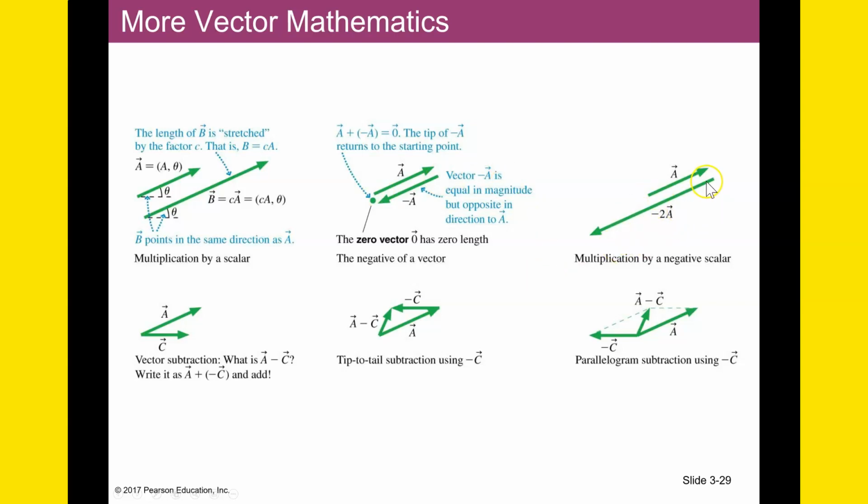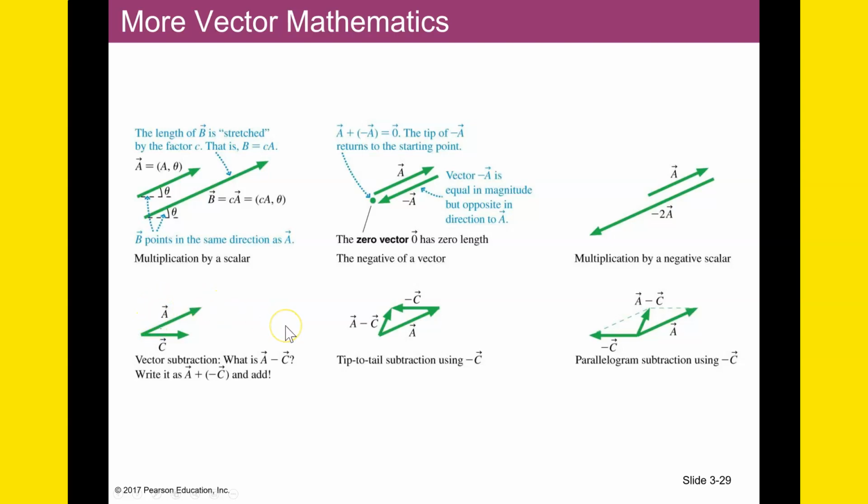Multiplication by a negative scalar just flips the thing around and stretches it by whatever factor of that scalar. Subtraction is most simply thought of as addition of the opposite. So if you wanted to do A minus C, you would do A and then add the opposite of C. So turn C around, put it tail to head, and it would go right here. And so that would be A minus C. And again, we would just start where we started, end up where we finished, and that would be the result.